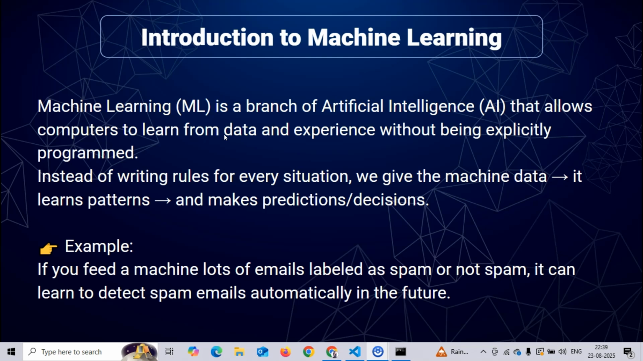Let's say I say, I like your product. Is that a positive review or a negative review? Based on the previous data we have provided, the machine is going to predict that it's a positive review. That's what machine learning is: making our computers learn from our data and make predictions for us. For example, if you feed a machine lots of emails labeled as spam or not spam, then the machine is going to detect spam emails automatically in the future.